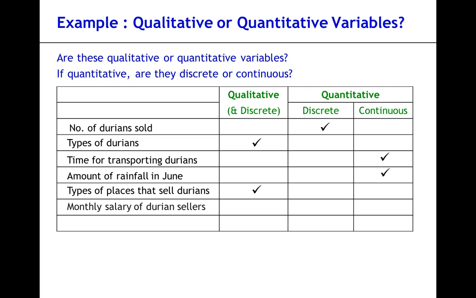The types of places that sell durians can be classified into different categories, so that's qualitative. The monthly salary of durian sellers can be measured. Assuming their salaries are quoted in dollars and not cents, then that's discrete. The daily temperature in June can be measured and could be any temperature with no gaps in between, so that's continuous.